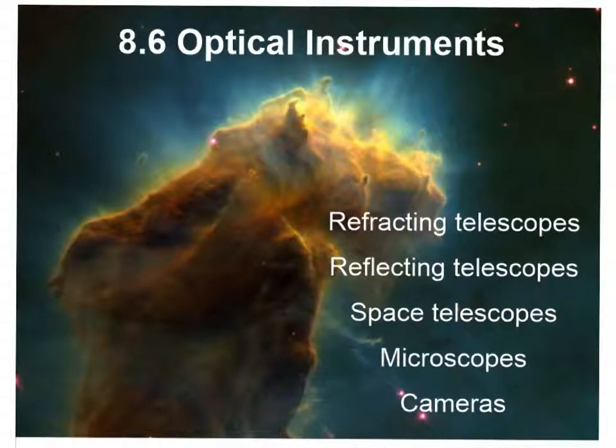Hello physical science students, and welcome to this video about optical instruments. We are going to look at some different instruments and how lenses and mirrors are used in them to make objects easier to see. We're going to look at a variety of telescopes: refracting, reflecting, and space telescopes. We're also going to look at microscopes and cameras.